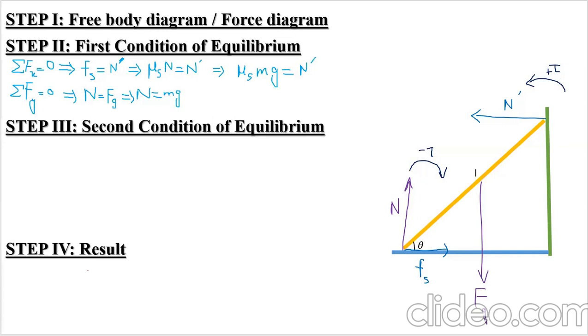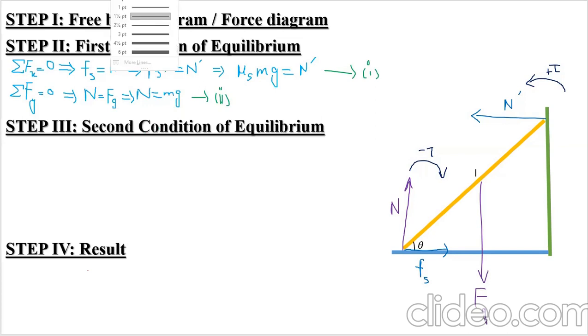Now we will give these equations some names. Let's say this is our equation 1 and this is our equation 2. And now we will apply the second condition of equilibrium, which says that the sum of torques acting on a body is zero, meaning anti-clockwise torque is equal to clockwise torque.